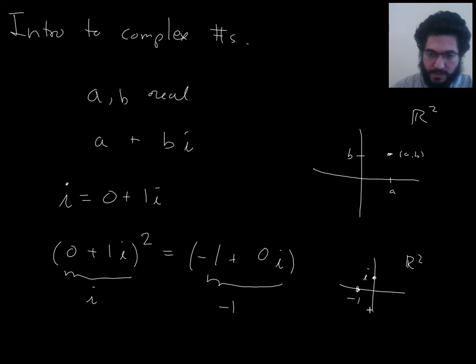So -1 is here, -1, 0. We're going to arrange things so that this point in the plane squares to be this point. This is what people mean when they say i stands for a square root of -1. I say a square root of -1 because when you do this, in the end you end up with two square roots of -1. Both of these end up being square roots of -1.